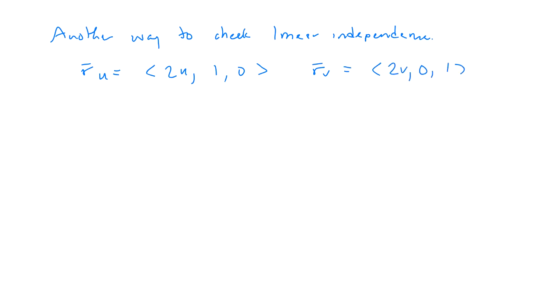So let me put this down because we're going to now use them. Another way of checking to see if these two vectors are linearly independent is to look at the cross product, which seems silly, but will become useful when we go into the next section, 3.11.